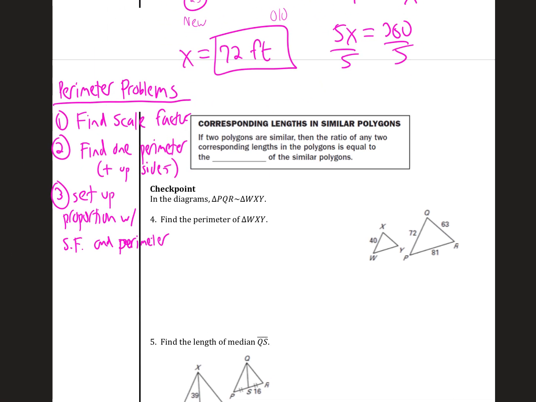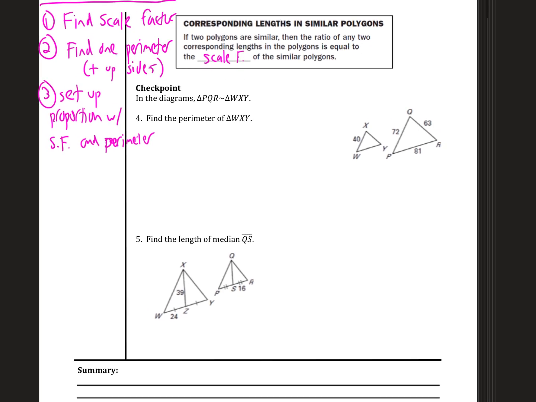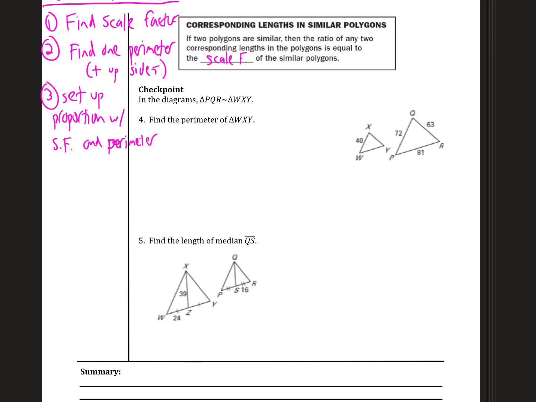So we have corresponding lengths and similar polygons. If two polygons are similar, then the ratio of any two corresponding lengths in the polygons is equal to the scale factor of similar polygons. Okay, we have checkpoints 4 and 5. Why don't you guys pause the video and see how you do with these?